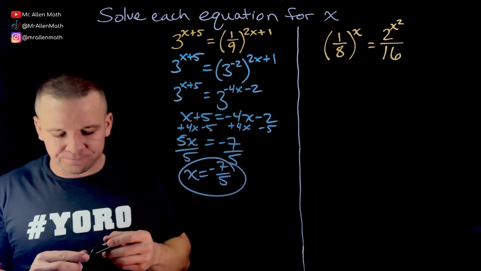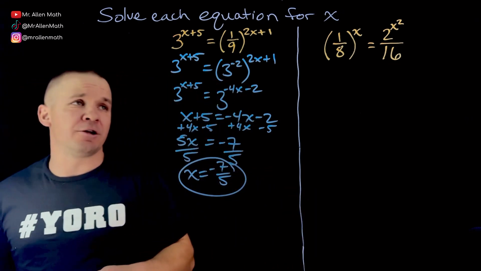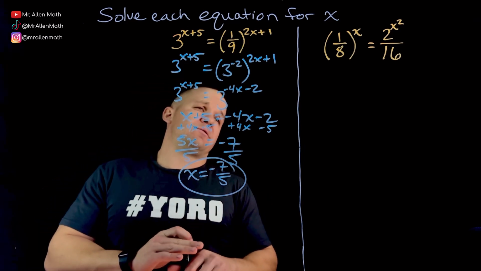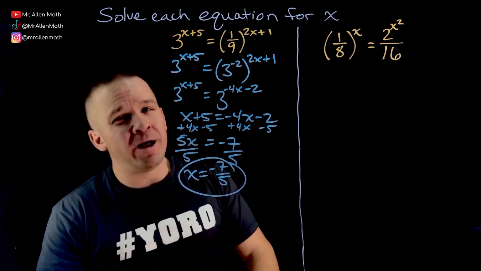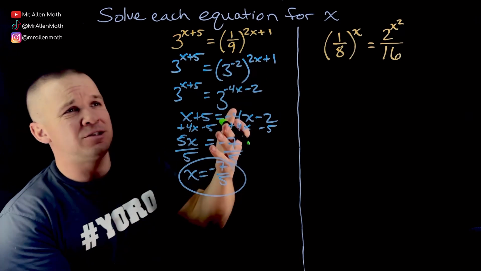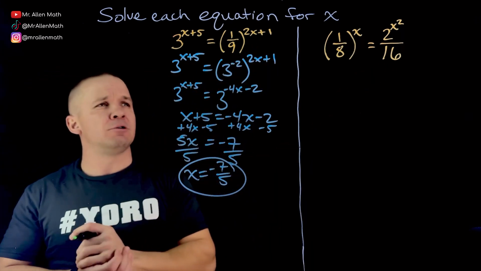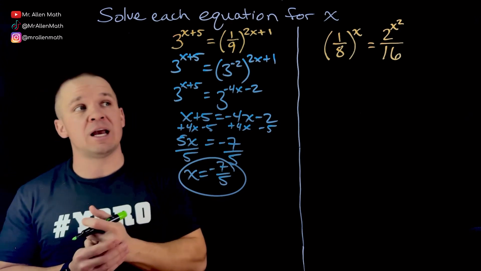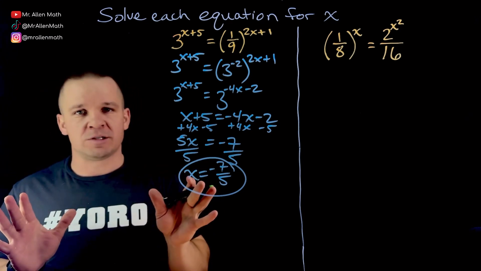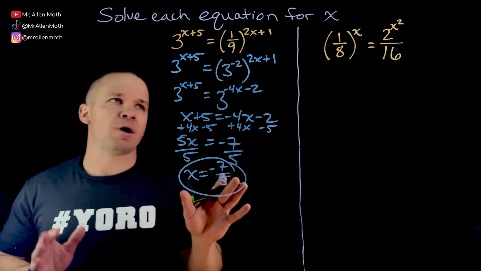All right, next one. This one looks a little more challenging. Because what the heck is going on here? Well, 1/8, we could rewrite that as a base of 2, kind of like what we just did. 16 can be written as a base of 2, and I've already got 2 raised to the x squared. Let's start with writing with a base of 2.